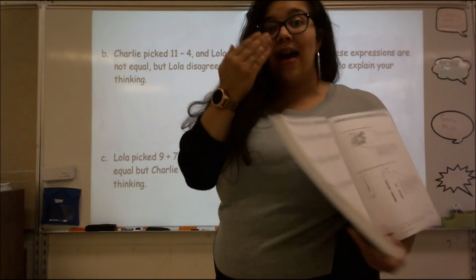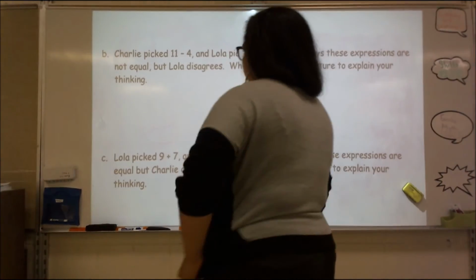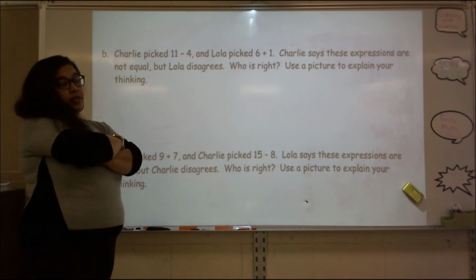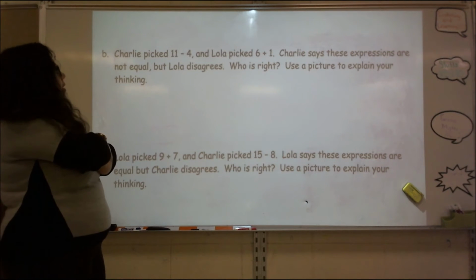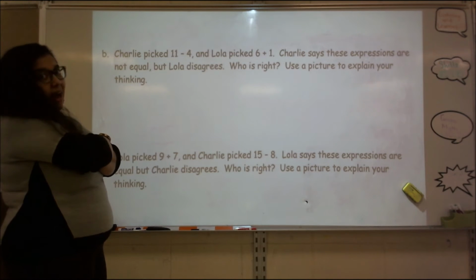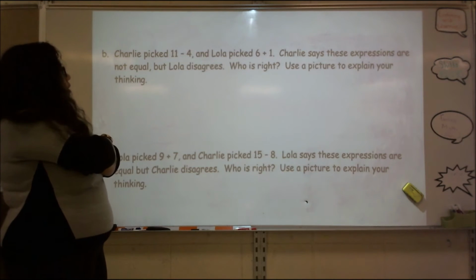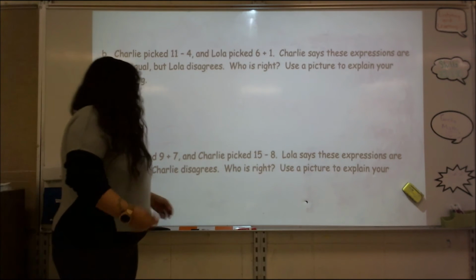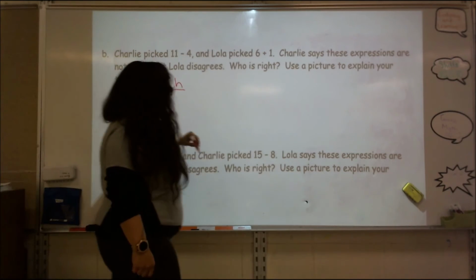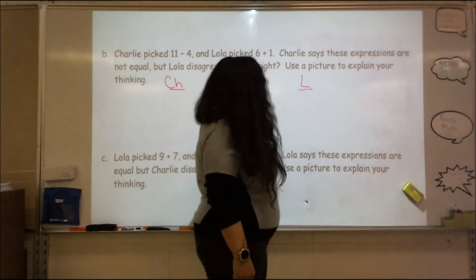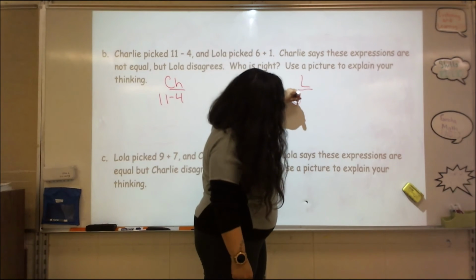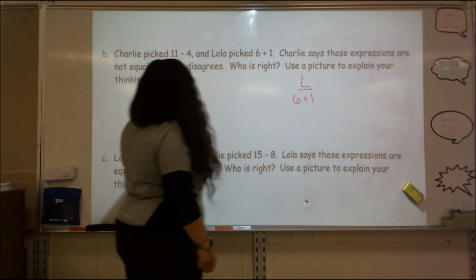So flip it to the back side so you can see that this time it's coming in the form of word problems. So we're going to do a picture for this one. It says Charlie picked 11 minus 4 and Lola picked 6 plus 1. Charlie says their expressions are not equal, but Lola disagrees. Who is right? Well, our directions call for a picture. So we're going to draw what Charlie got, and we're going to draw what Lola picked, and we're going to see if 11 minus 4 has the same value as 6 plus 1. So let's draw a picture.